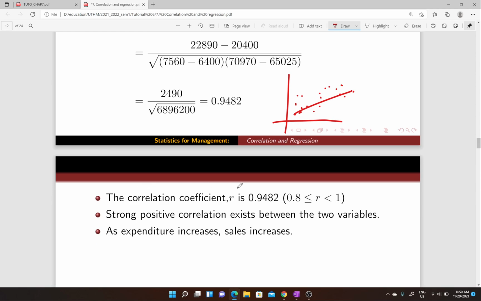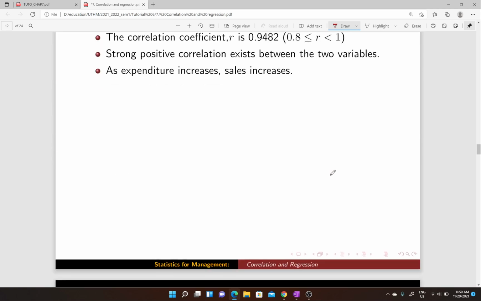Explanation: the correlation coefficient is 0.9482, is in between 0.8 and 1. Strong positive correlation exists between the two variables. As expenditure increases, sales increases. This is how we have to explain. More explanation we can see in the tutorial answer later on.